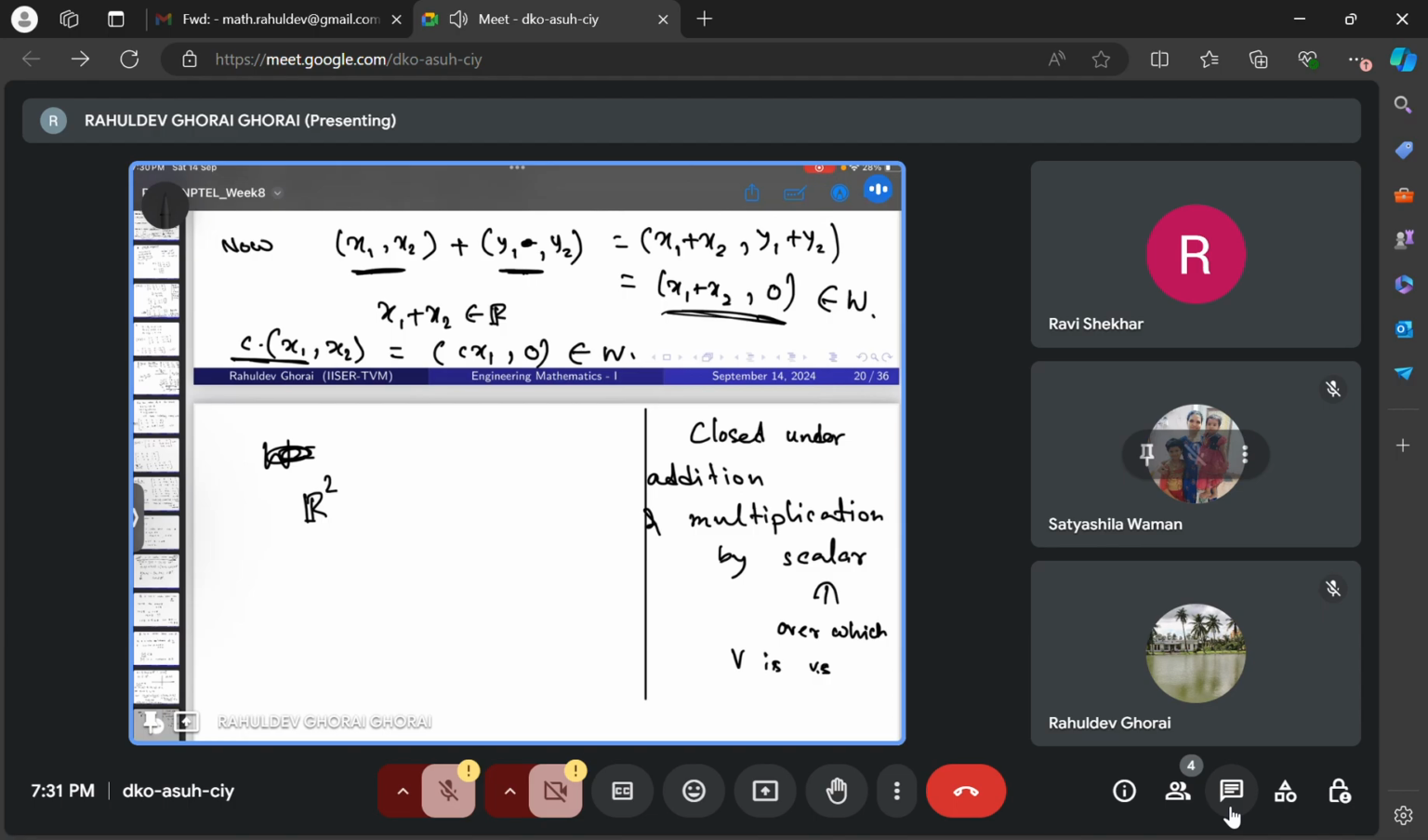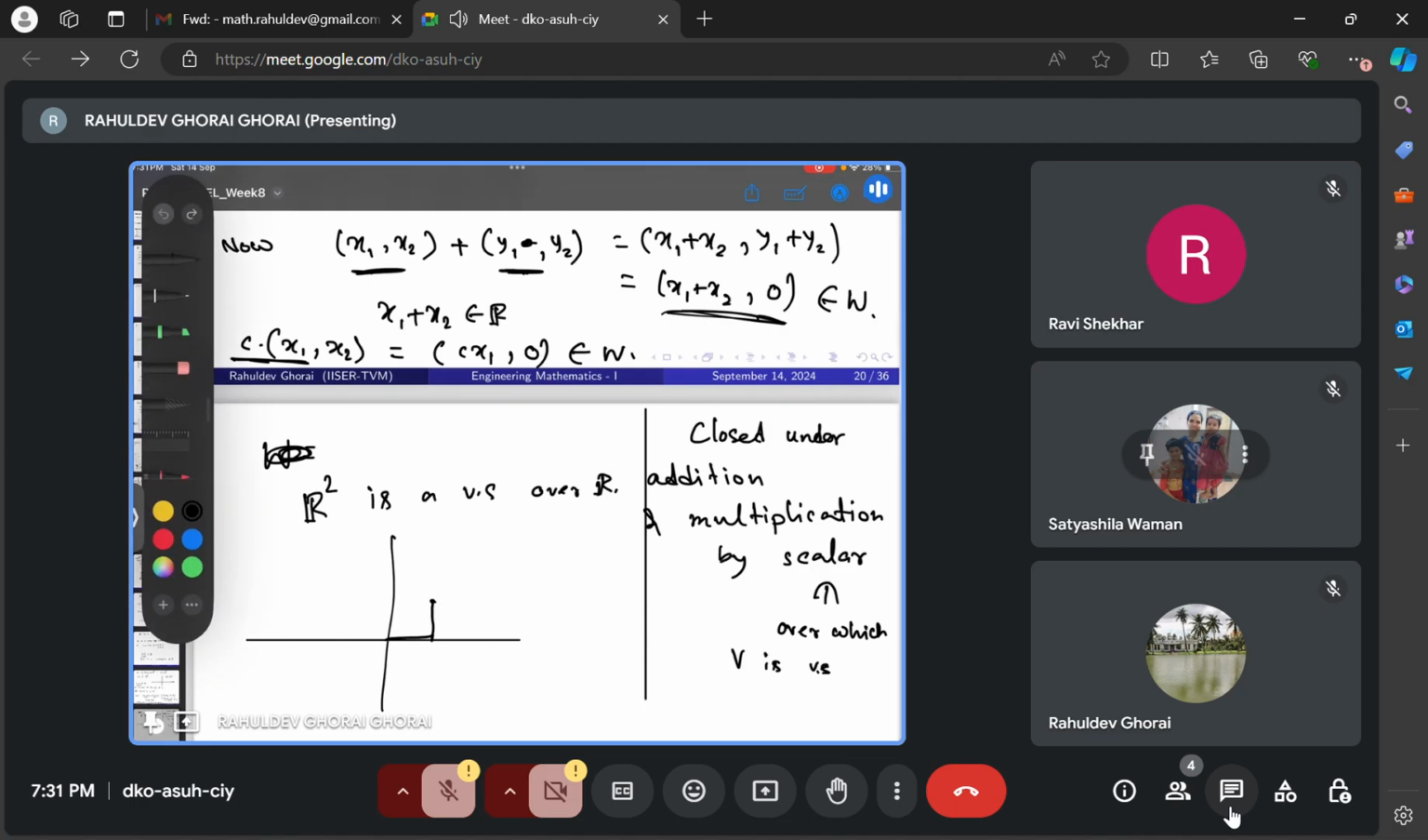R2 is a vector space over R. Generally, if you have a point, let me draw. Suppose this is 1 and this is 2. You have the point (1, 2) here. This is a vector (1, 2), right?